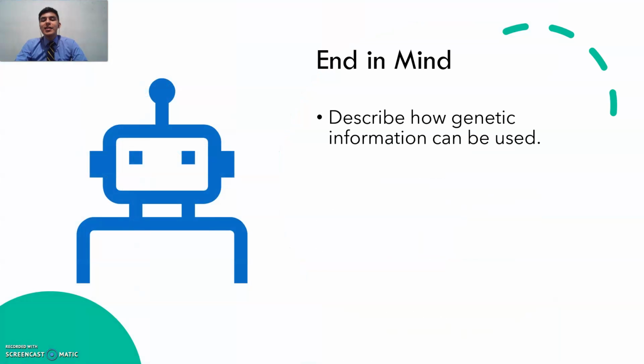Okay, the ending line for today is the following. It's something very simple. Describe how genetic information can be used. Genetic information can be used in many different ways, just like you are going to learn today.